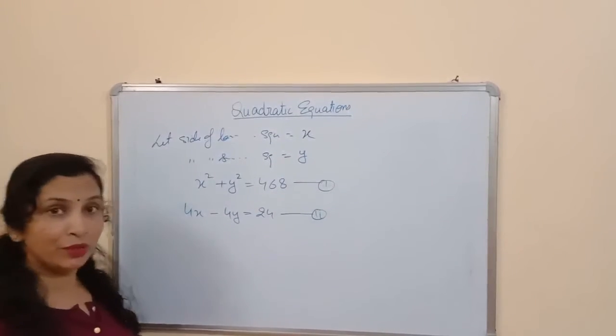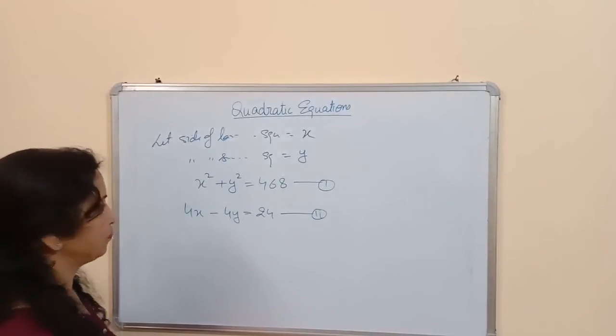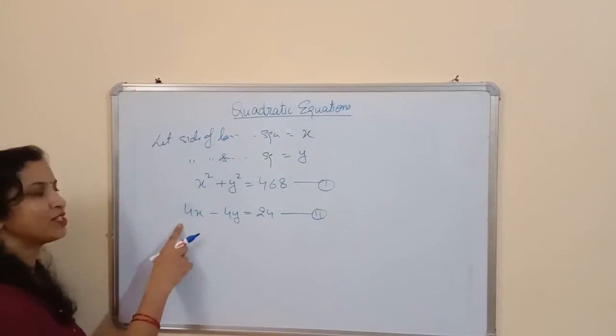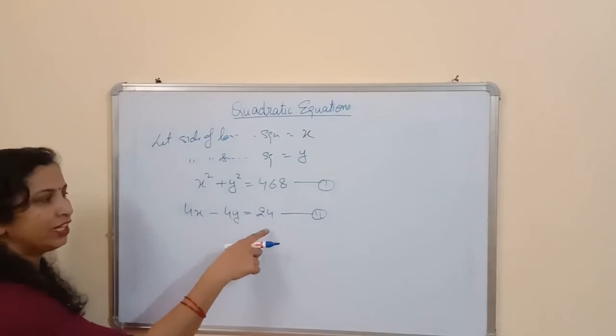So here now you are not getting the quadratic equation. So what will you do? You will apply the substitution method. So we can take 4 as a common factor, and both sides will be divisible by 4 in the division of 24.